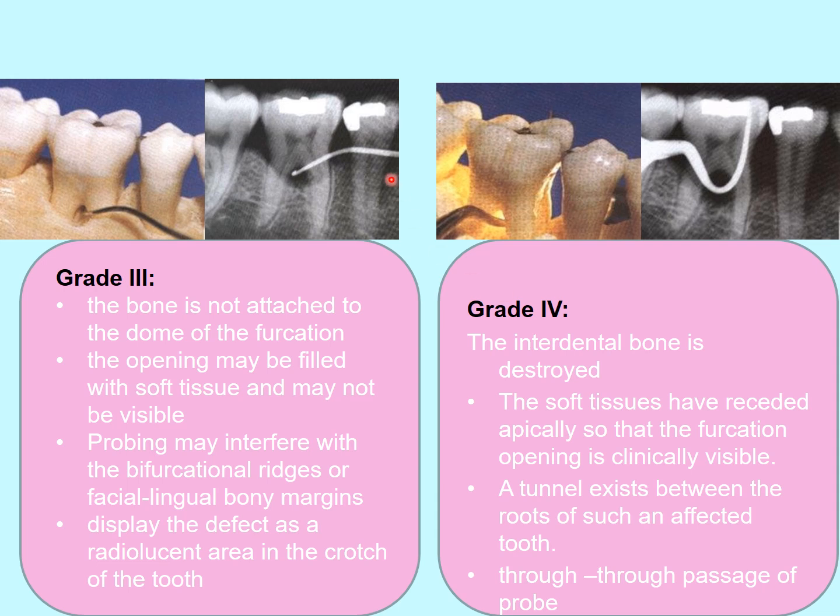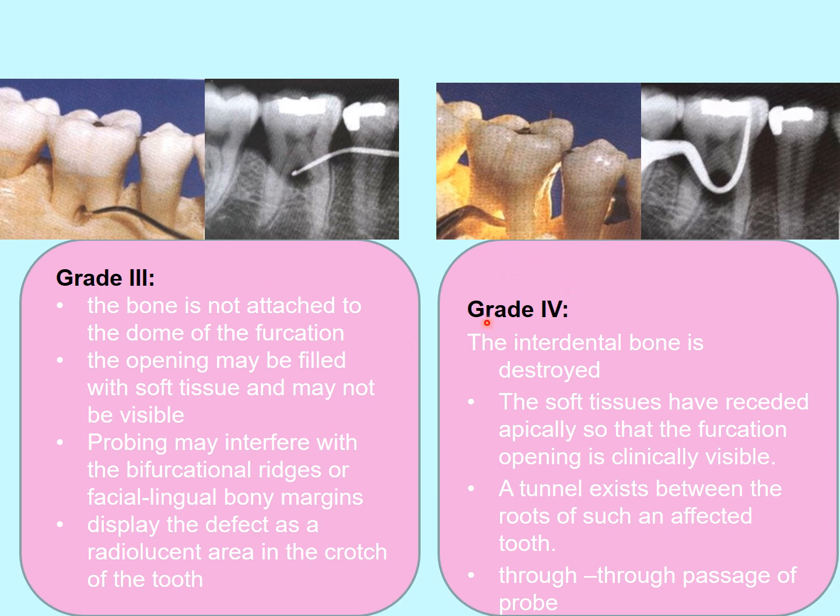Coming to grade 3, you can see the differences in the radiograph and the clinical area. Bone is not attached to the dome of the furcation, and the opening may be filled with soft tissue or may not be visible. It allows through-and-through movement of the probe, but cannot be seen as it is usually covered by soft tissue. Sometimes probing may interfere with the bifurcation ridges or facio-lingual bony margin. It displays as a radiolucent area in the crotch of the tooth. That is the grade 3 furcation defect.